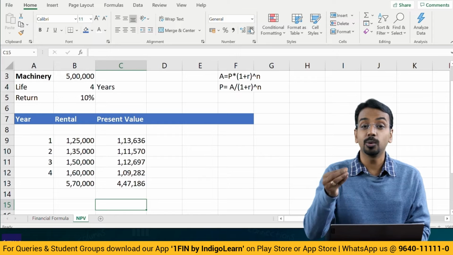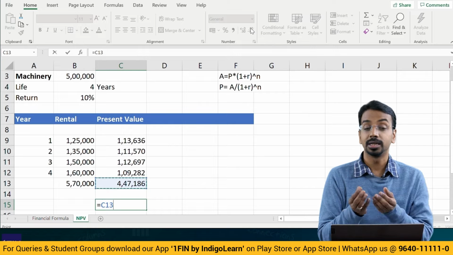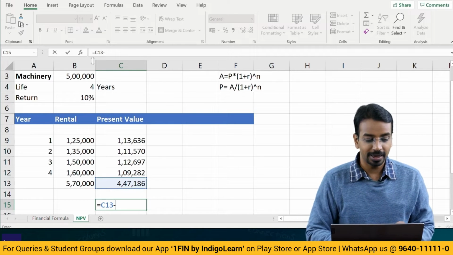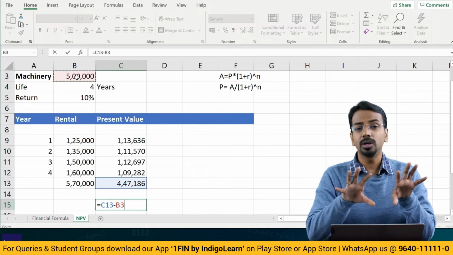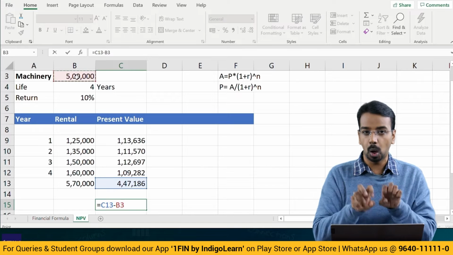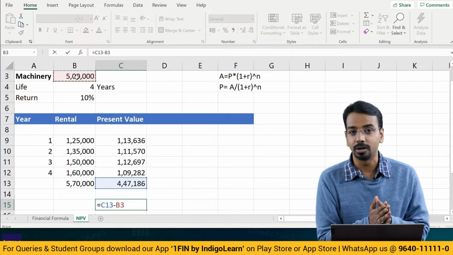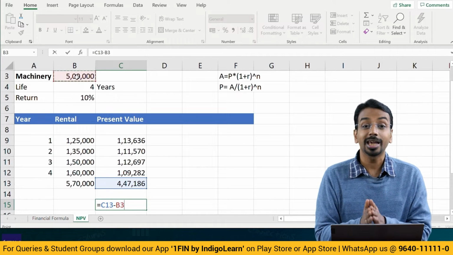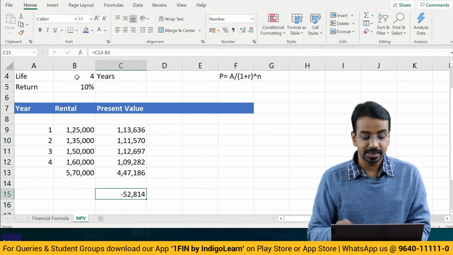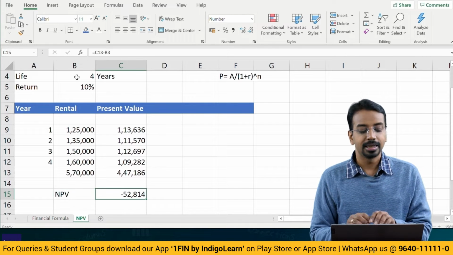So what is the net value as on today? You have 4,47,186 of inflow, that is what will come to you in present value terms, minus 5 lakhs is what is the outflow. And we are only talking from cash flow perspective. We are talking from what is the amount of cash you got and what is the amount of cash you are paying. Now when I say cash, I also obviously include the bank thing as well. We are not talking about profits, we are talking about cash flows, right? So if I do this, I get minus 52,814. This is what we call NPV.